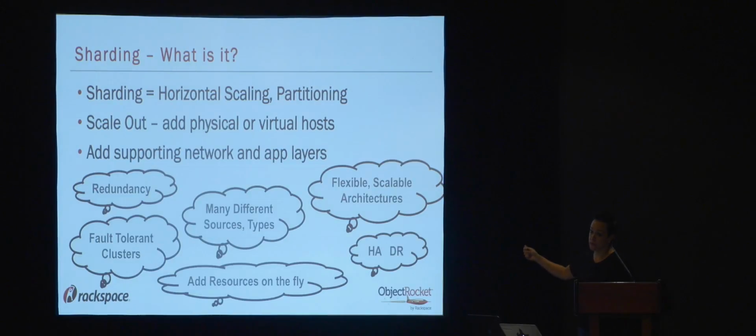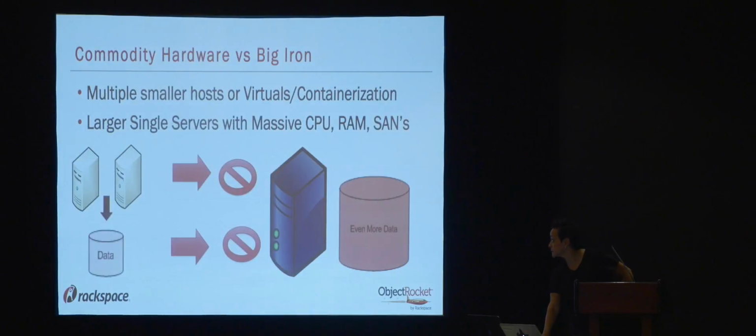You can add additional resources on the fly. Historically at ObjectRocket, we use 3-member replica sets for the shards. So that gives you the quorum that you need. Flexible, scalable, HADR. So, again, I mentioned hardware, big iron. I used to have a slide up there that had Big Blue on it, but I took that out.